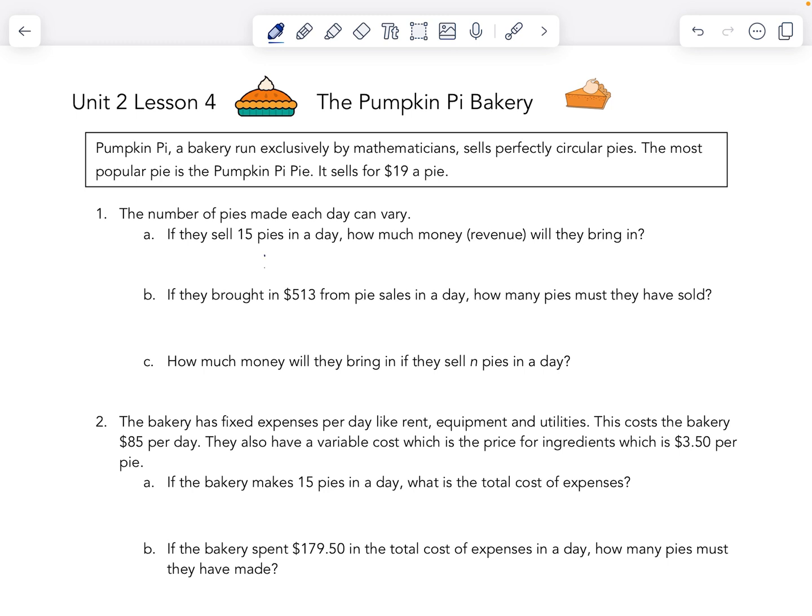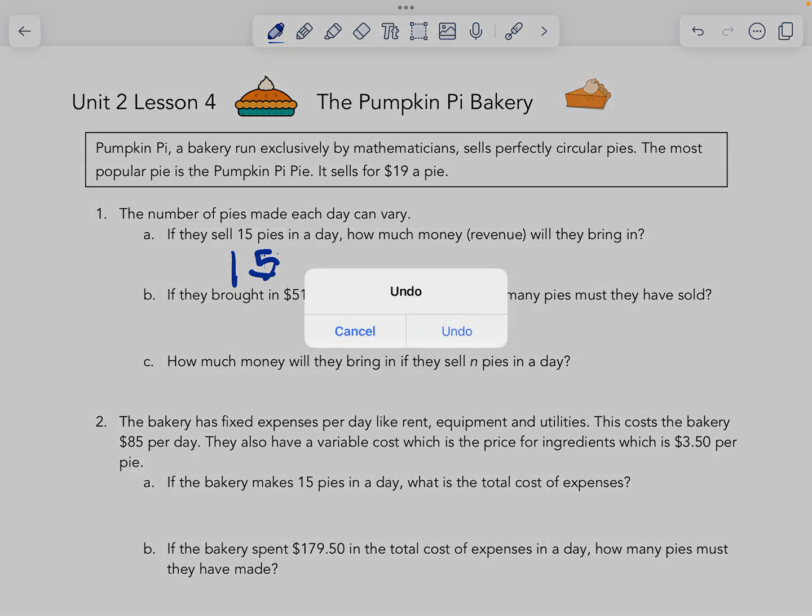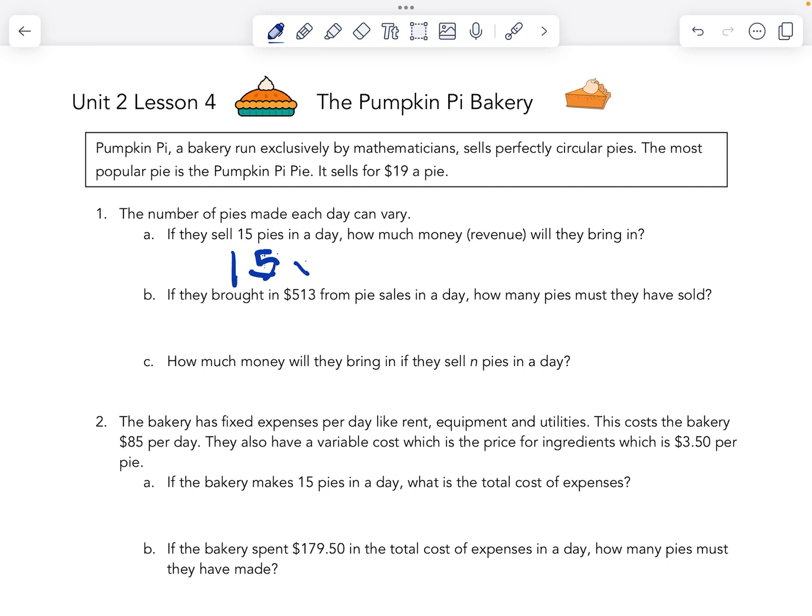Well, we can say, oh, why isn't this writing? There we go. 15 times $19 equals $285. Actually, let's try this next one.